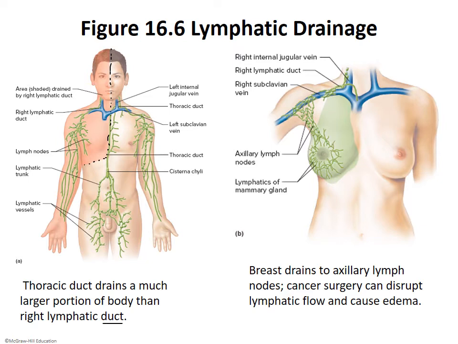The right lymphatic duct drains everything above the diaphragm to the right, and then the thoracic duct drains everything else. So everything below the diaphragm and everything to the left of the diaphragm. So again, it's not even. So if I go ahead and draw this little line here, this is not even. Kind of like my drawing, it's not even.